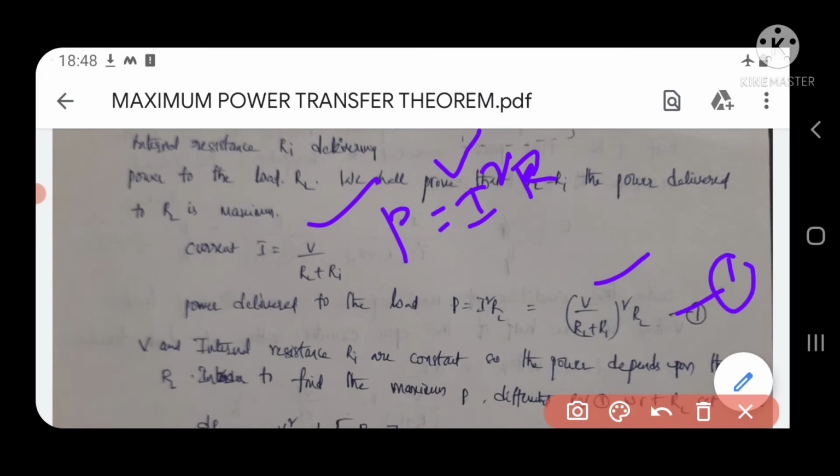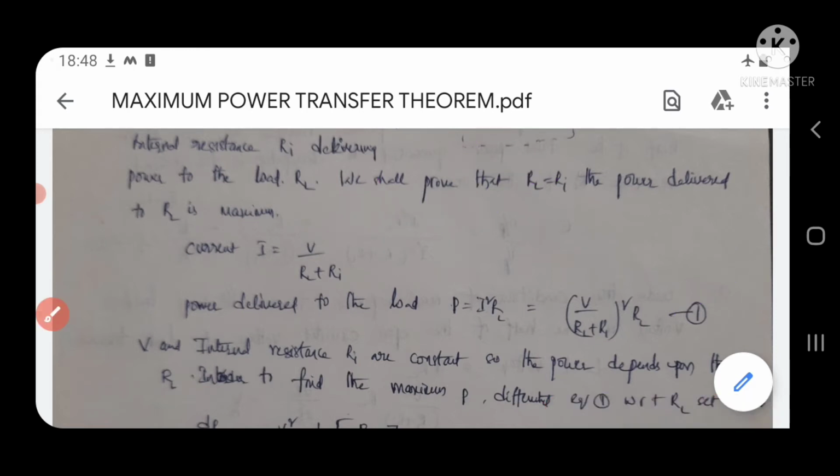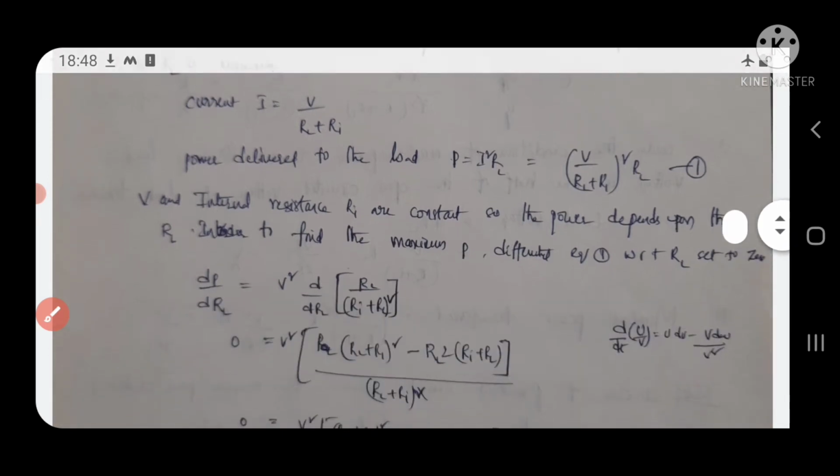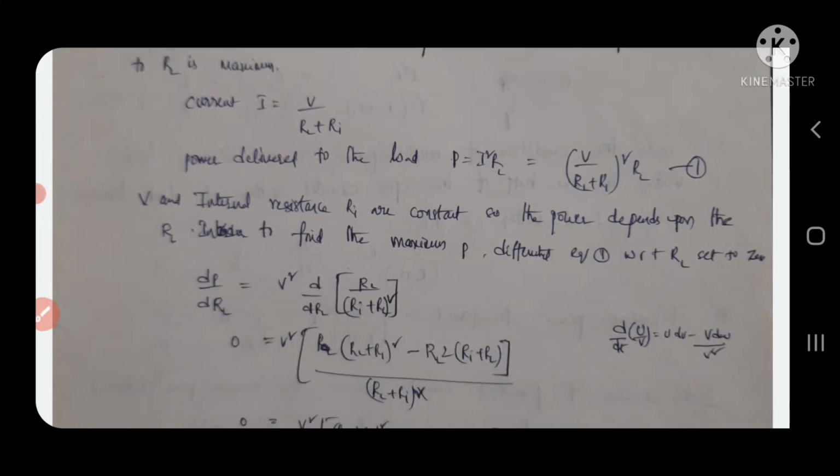The criteria is that we have to prove that the maximum power is transferred to the load when the internal resistance value is exactly equal to the load resistance. So that is the criteria here. For that purpose, let us consider the assumption that the maximum power is transferred to the load whenever the internal resistance value is exactly equal to the load resistance.